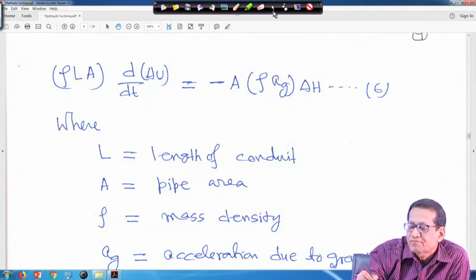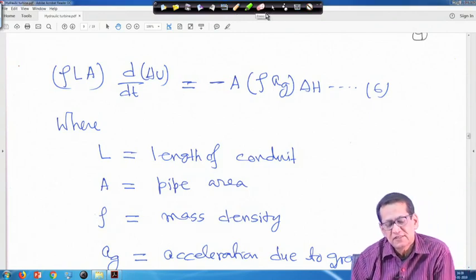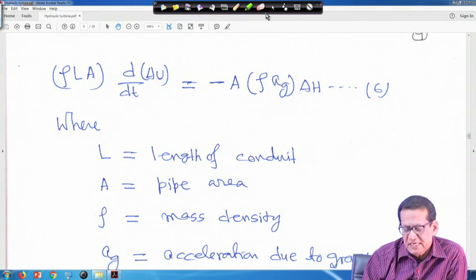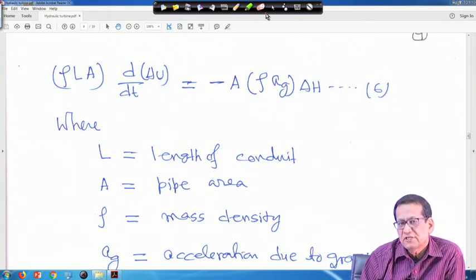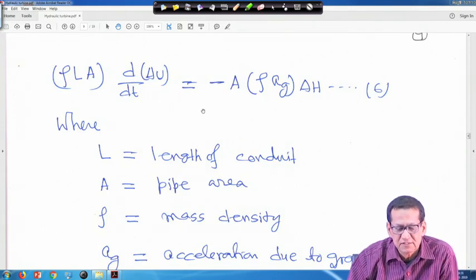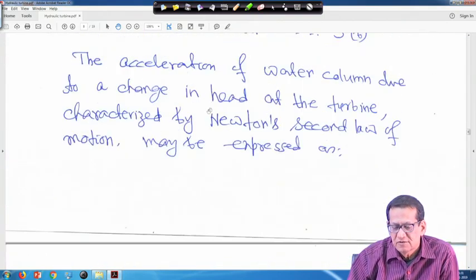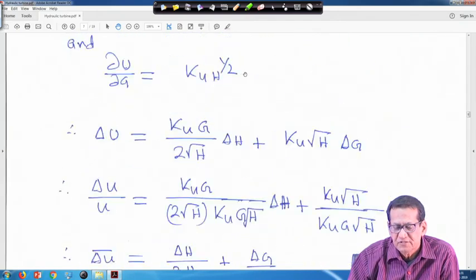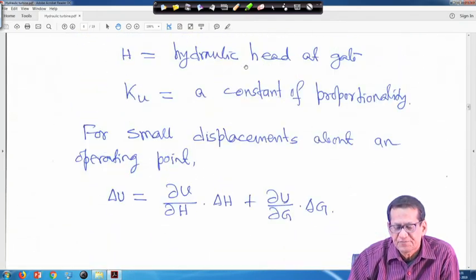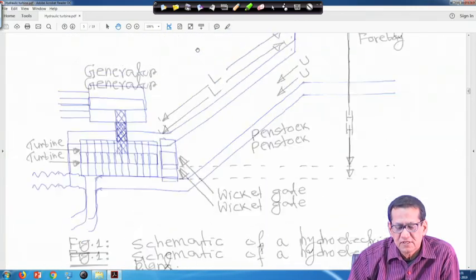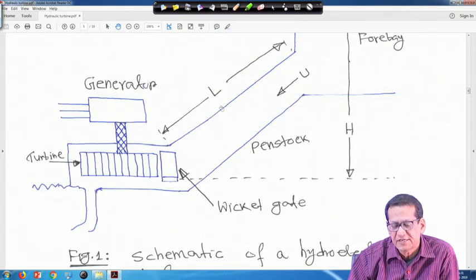So, this is the equation we have written. Now, L is equal to the length of the conduit, that was given in figure 1. I am going back to figure 1 once again. So, this is actually your L.